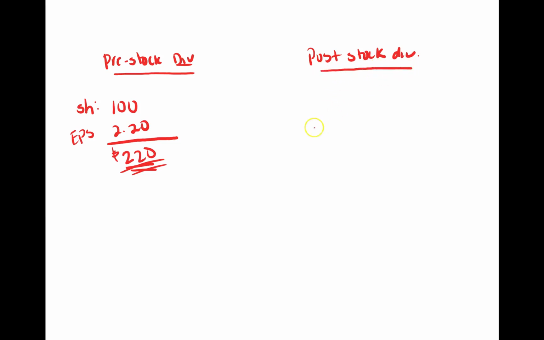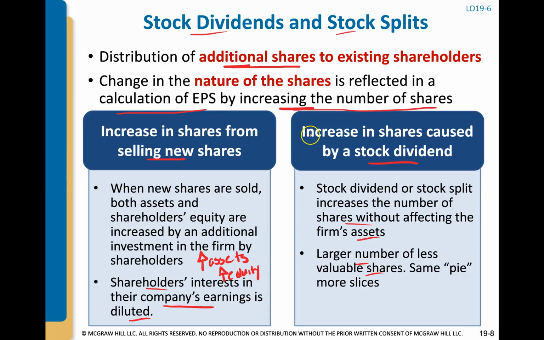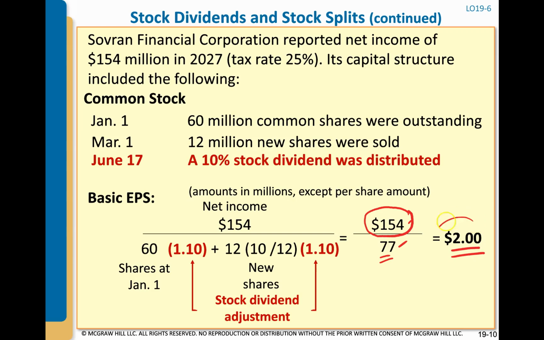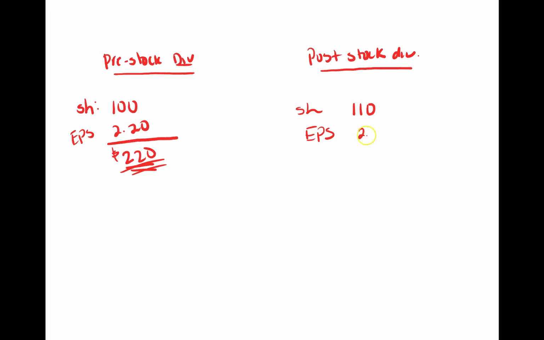Now let's look at post-stock dividend. We had 100 shares, but then there was a 10% stock dividend. So now we have 110 shares, and the earnings per share after the 10% stock dividend was just distributed was $2. So now times 2, my interest in the earnings is still $220.